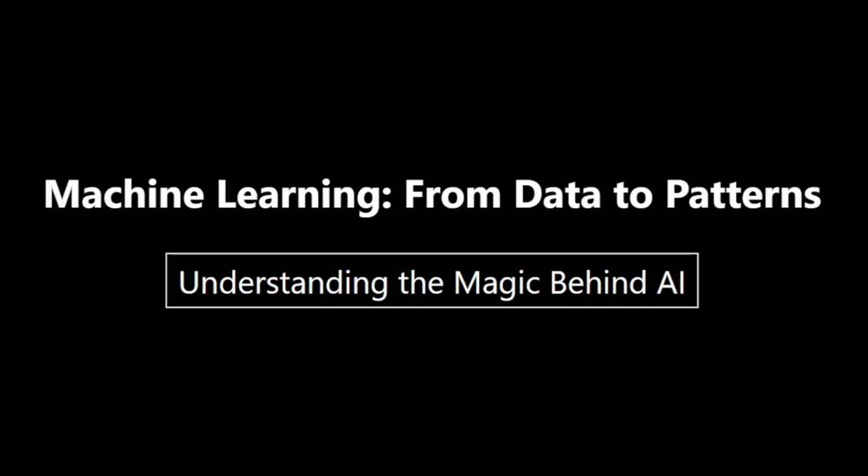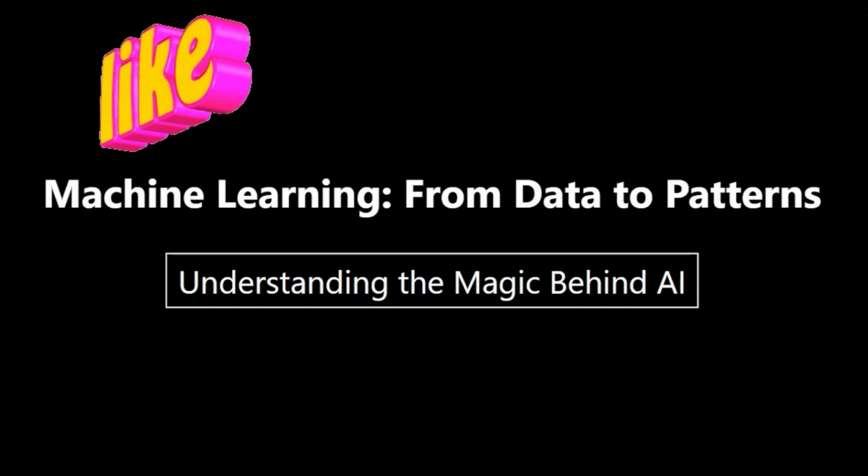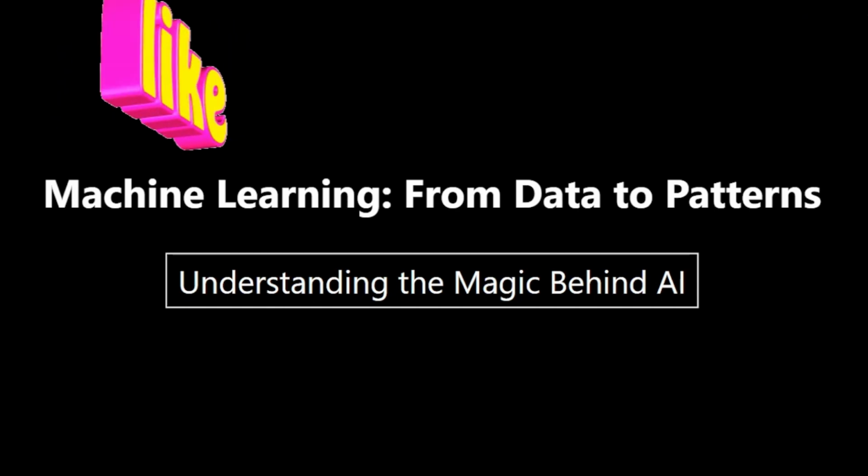Let's start with machine learning. Machine learning is revolutionizing the way computers understand and interact with the world around us. But what exactly is it, and how does it work? Let's break it down into simple terms.